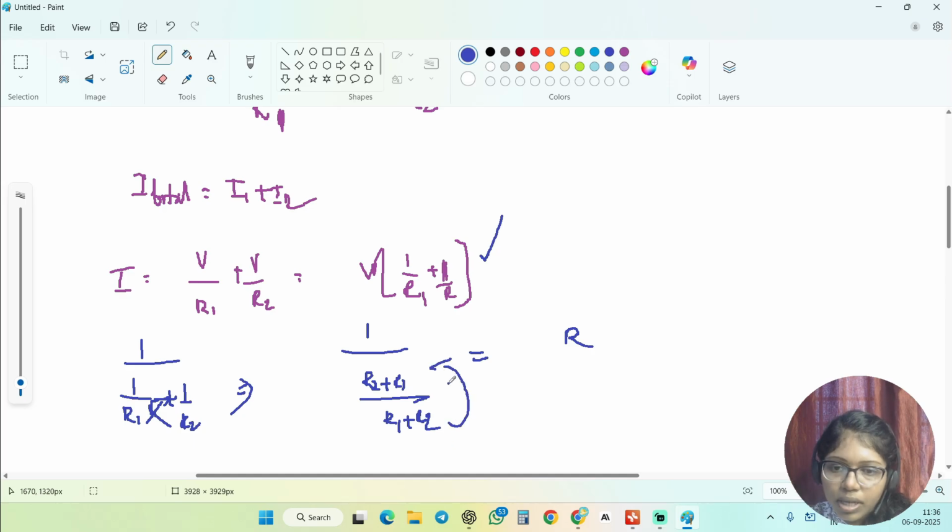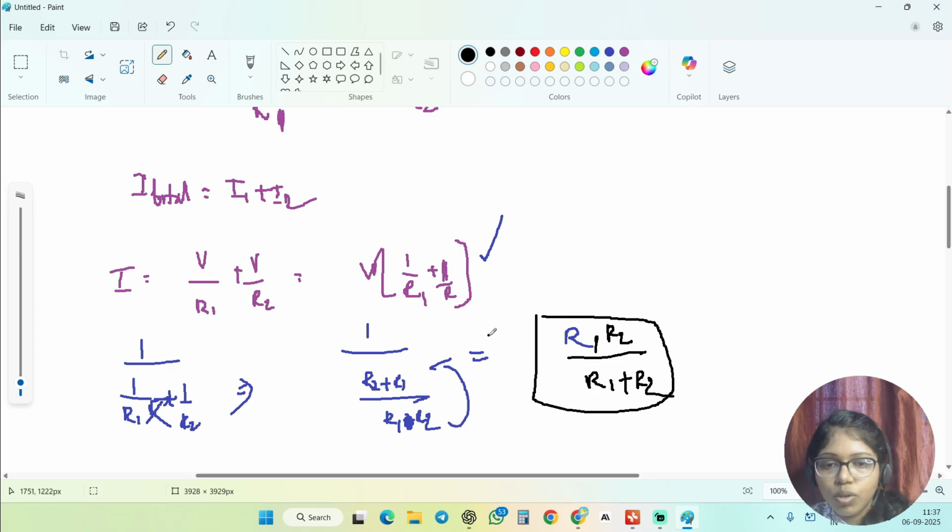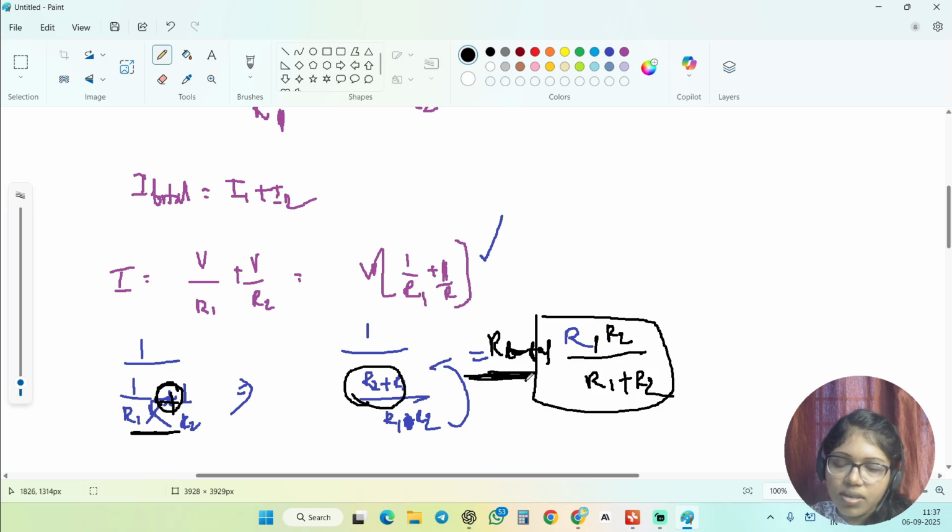And when I take the reciprocal, it becomes a multiplication operation. It is considered as R1 into R2 divided by R1 plus R2. So this is how you find the total resistance. The numerator has multiplication, and the denominator has a plus, so you add the resistances. If you use this operation, you can find the total resistance value.